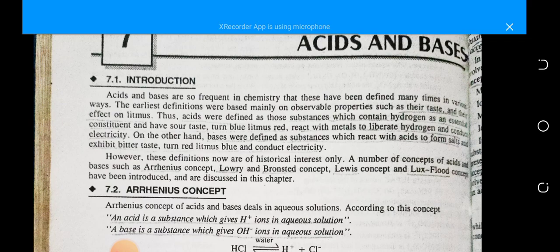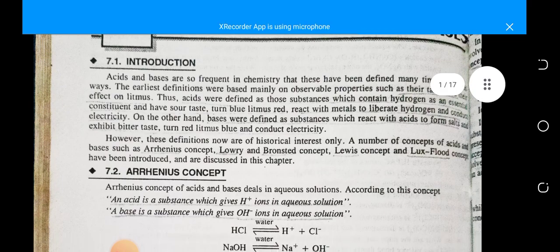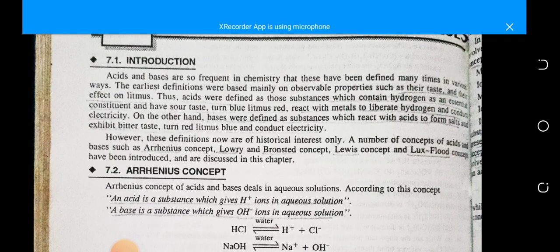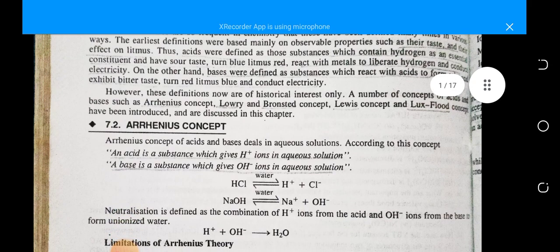On the other hand, bases are defined as substances which react with acid to form salt and exhibit a bitter taste, turn red litmus paper blue and conduct electricity. However, these definitions now are of historical interest only. A number of concepts of acid and bases such as Arrhenius concept, Lowry and Bronsted concept, Lewis concept, and Lux-Flood concept have been introduced and are discussed in this chapter.